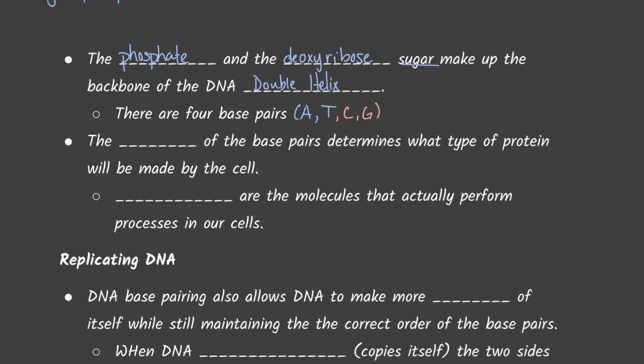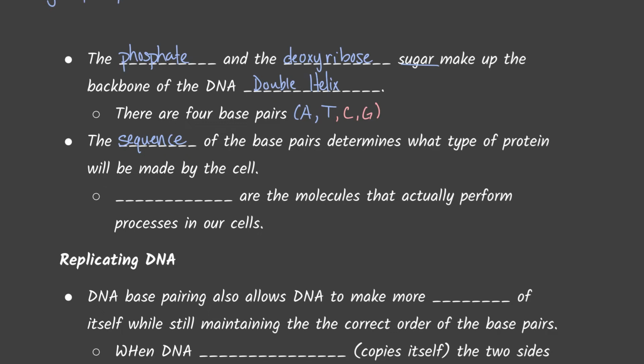And then there is the sequence, which just means order. The sequence is the order of things. So the sequence of the base pairs determines what type of protein is going to be made by the cell. You'll learn about that more in our transcription and translation set of notes, but it's the order that is so absolutely important.